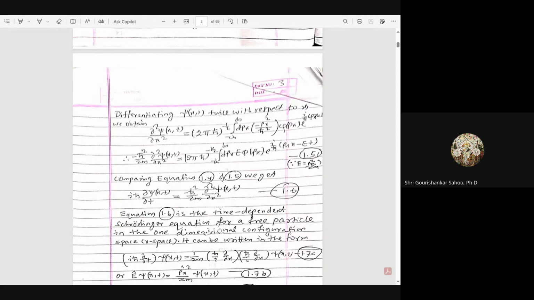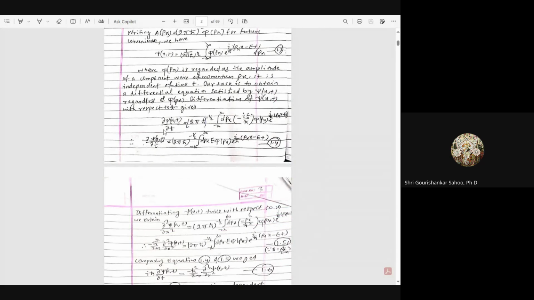You can see minus h cross square by twice m del square psi by del x square has the value equal to del psi by del t. You can see both values are the same, the right hand side is the same as the right hand side of this. So from this you can write i h cross del psi by del t is equal to minus h cross square by twice m del square psi by del x square, where psi is a function of x and t. Now this is the time dependent Schrodinger equation for a free particle.